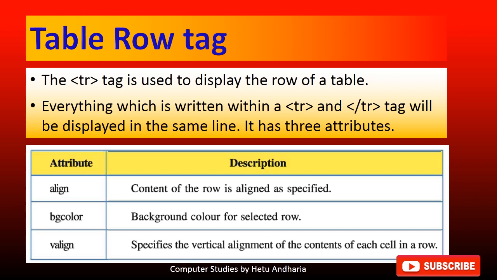Table row tag. We have already used this tr tag to insert a row in a table, and everything written between tr and /tr is displayed in the same line because it is in the same row. There are total 3 attributes which can be used only in tr. That is the align attribute. Suppose you want to align the content of that specific row to center, right or left, then you can use this attribute align.